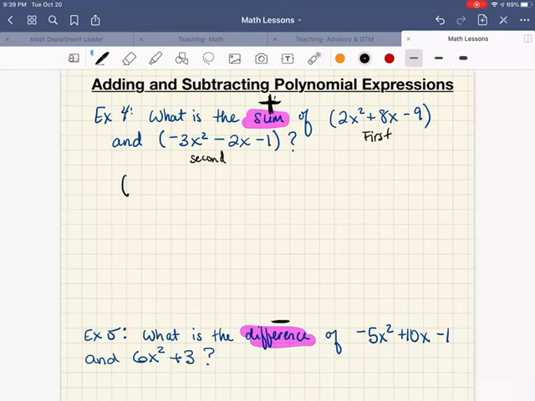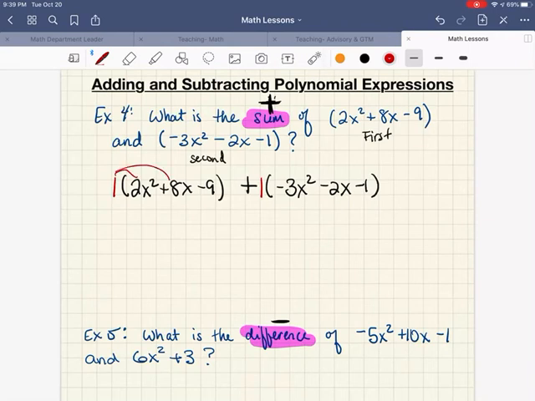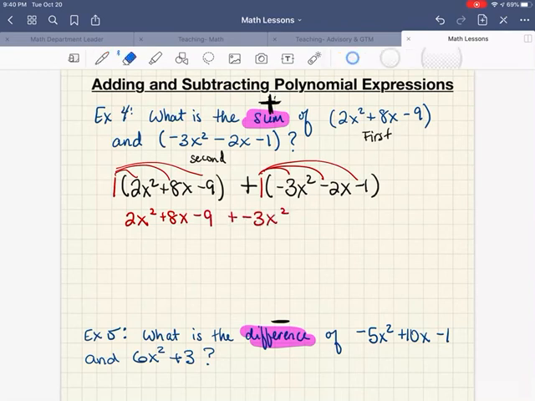So it goes parenthesis 2x squared plus 8x minus 9 plus, because it's sum, parenthesis, negative 3x squared minus 2x minus 1. Now remember that if there's no number in front, there's a 1 there. No number in front, there's a 1 there. And then you just distribute that 1. Now in this case, when you multiply by positive 1, it doesn't make a difference, so it's just going to stay the same. But we do that to eliminate our parentheses. This stays the same as well. Sorry, I should not have put that.